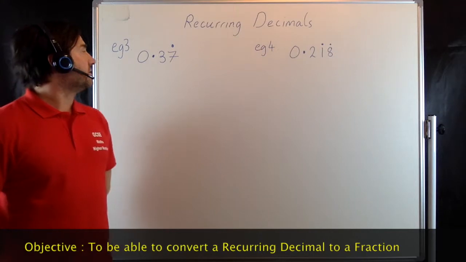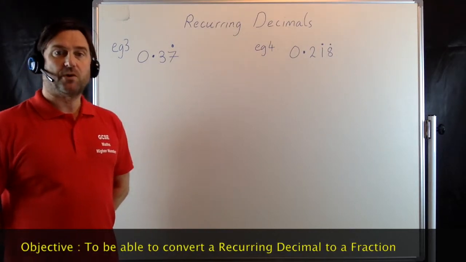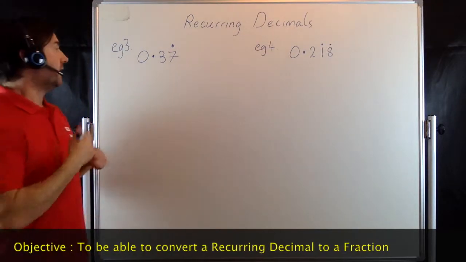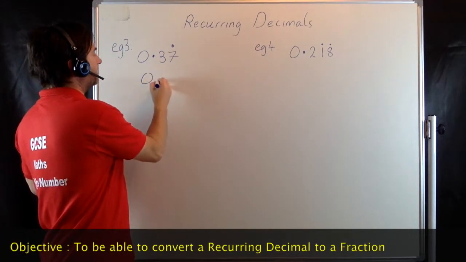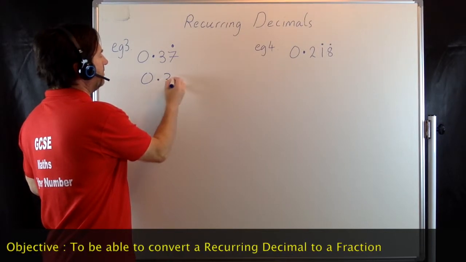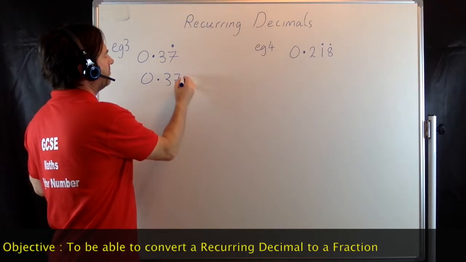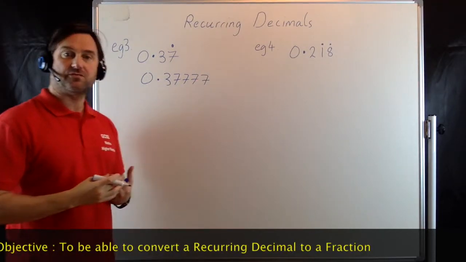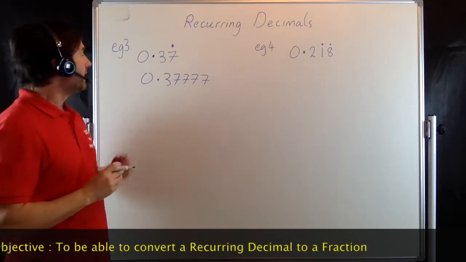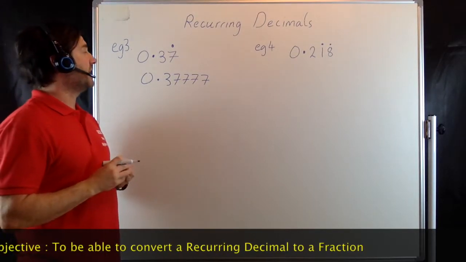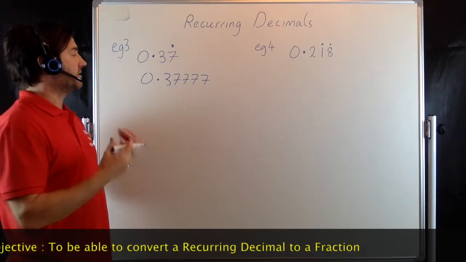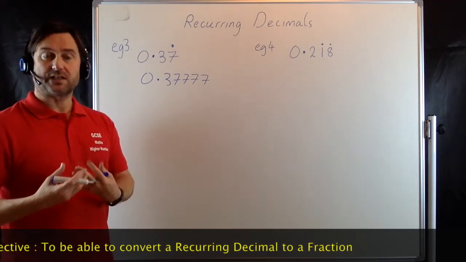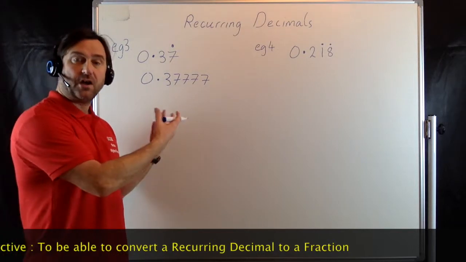Okay, now if we look at this third example here, we've got 0.37 with just the 7 recurring. Now when I'm doing one like this, I like to write it as the actual number, so I write 0.377 to show that this 7 is the one that's recurring and not the 3. Now when we do this, what we need to try and get is the 0.777 on its own, so that we can take that away from our other answer.